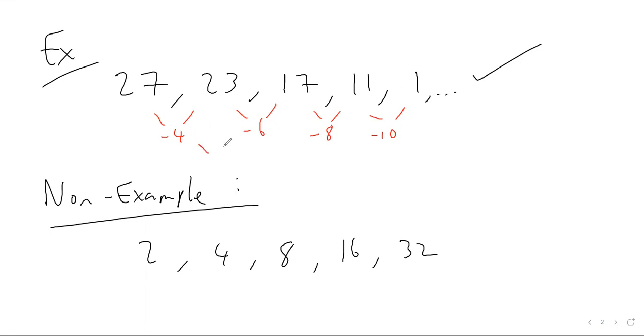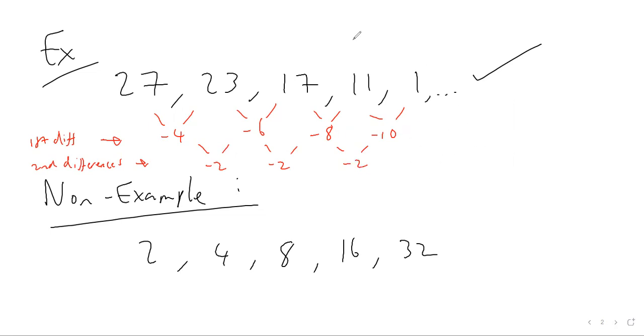So if we look at the second difference, that's our first difference. Our second differences are all going to be constant. In this case, -2. To go from -4 to -6, you add -2. Then you add -2 from -6 to -8. And then you add -2 to go from -8 to -10. So the second difference is a constant.